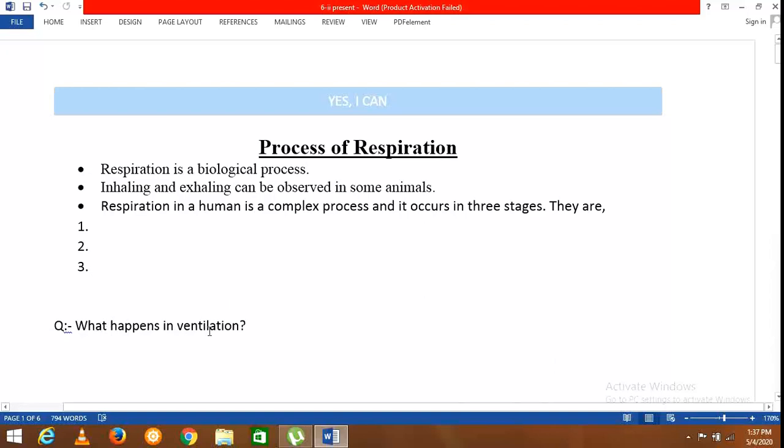Ventilation is the intake of oxygen into lungs and removal of gaseous waste from cells. Once we say gaseous waste, it includes carbon dioxide gas and water vapor. So, ventilation is the process in which oxygen is taken into lungs and gaseous waste from cells is removed.